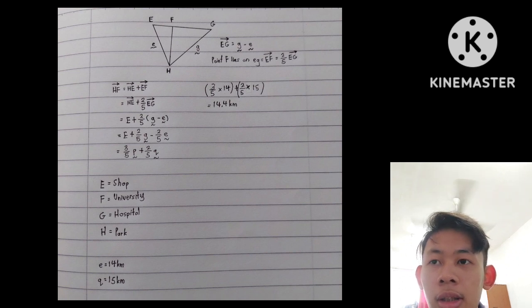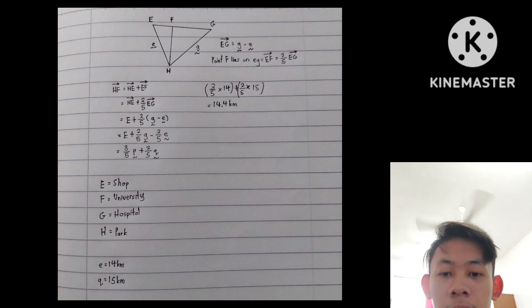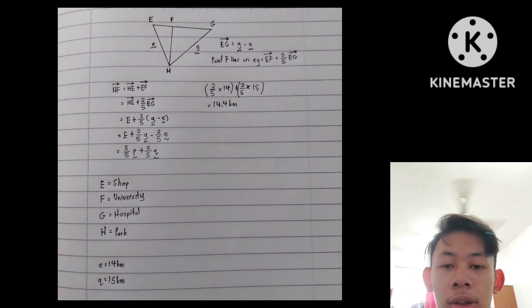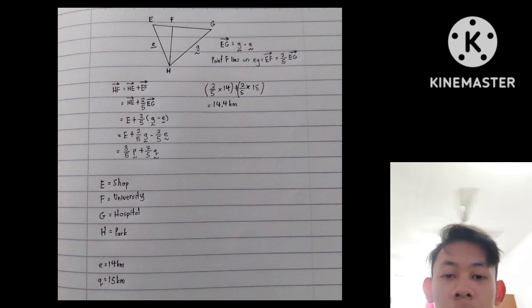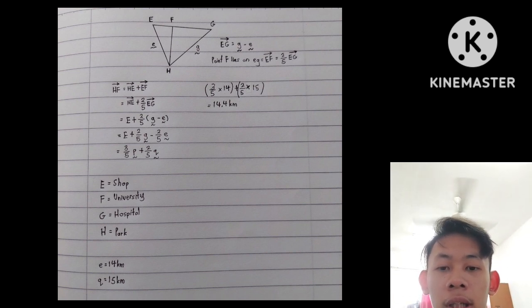We can see that EG equals G minus E. Point F lies on EG. EF equals 2 over 5 EG. We need to find HF. HF equals HE plus EF.